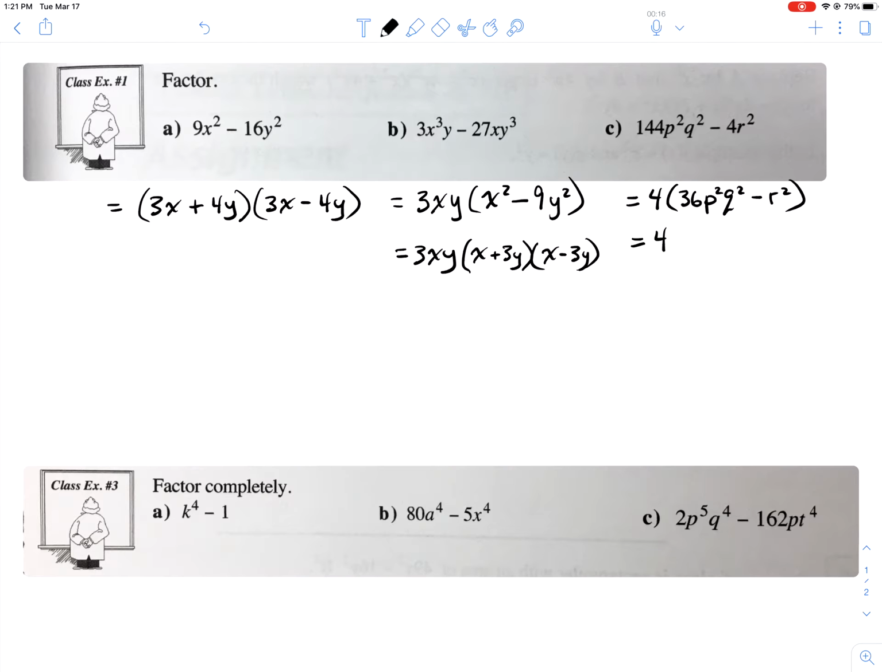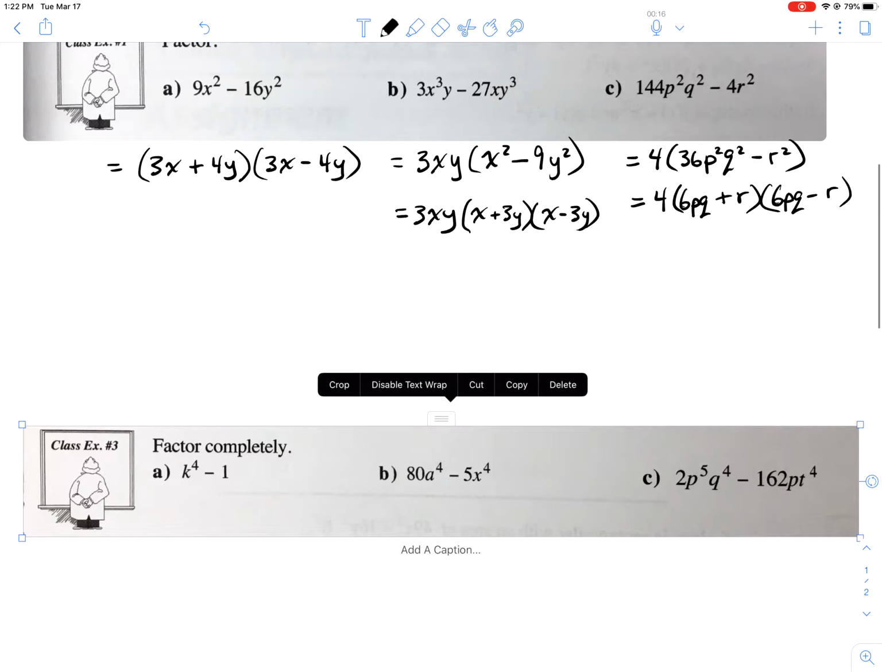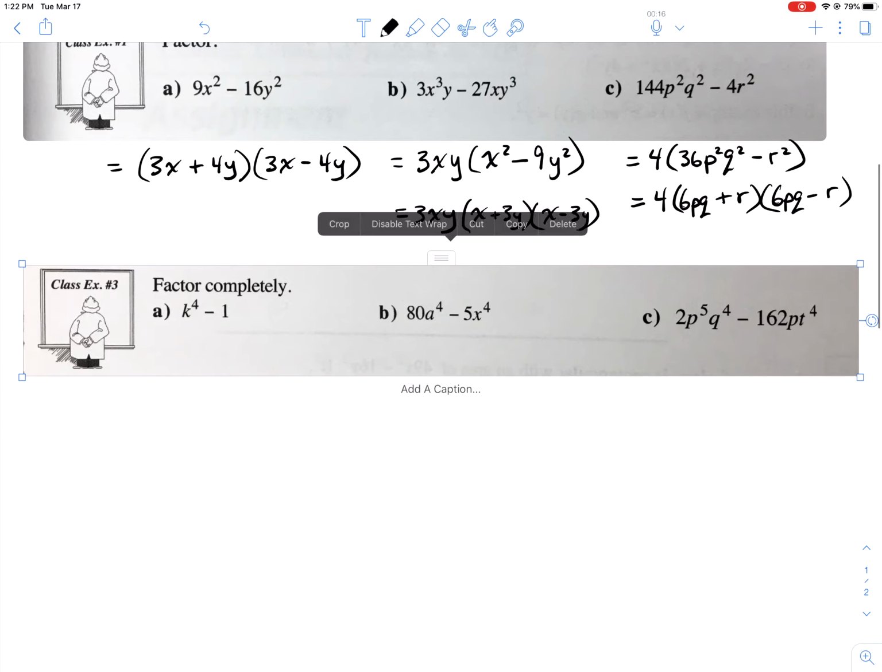So I'm going to have 4, 36, we can factor this. These are both still squares. If you factor a square out of a square, it'll still be a square. 6pq, 6pq, r plus minus. And it doesn't matter the order of the plus or minus. You can switch those around if you want, if you're adventurous. Wow, magic. All right, so now let's factor completely. Why don't you give these a try? You can hit pause on the video and give these a try.